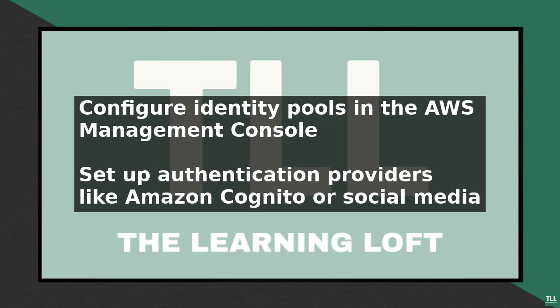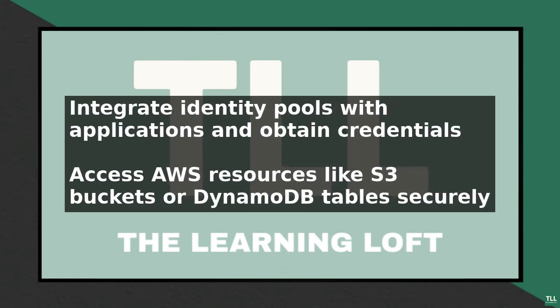Best practices for using AWS Amplify identity pools include using secure authentication protocols, monitoring your identity pool for suspicious activity, and regularly reviewing and updating your authentication settings. It is also important to follow AWS security best practices, such as using IAM roles and policies to control access to AWS resources.